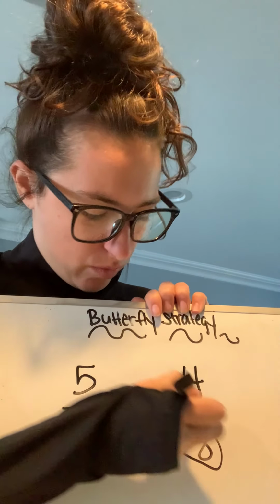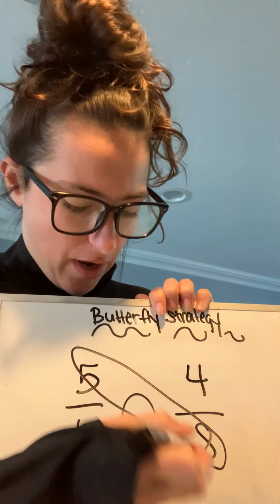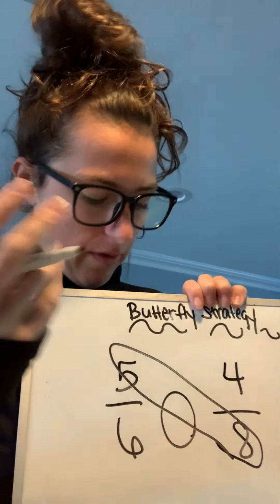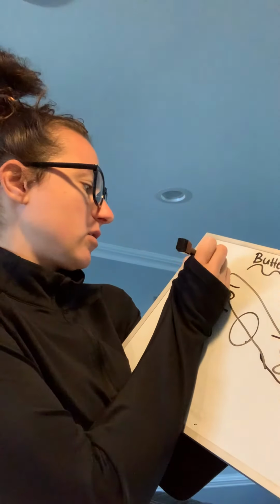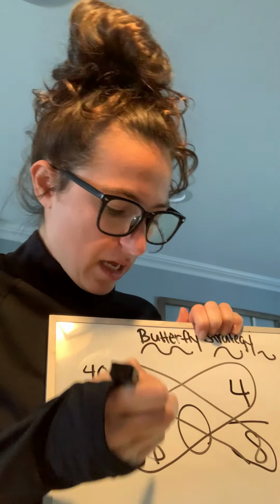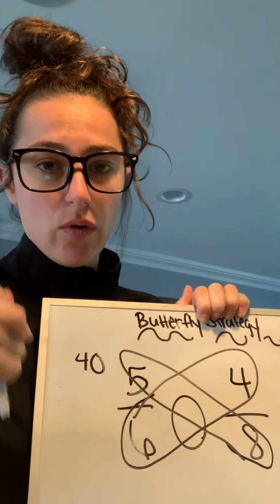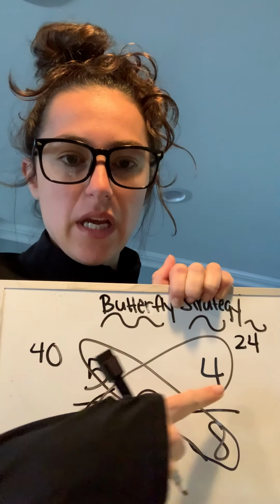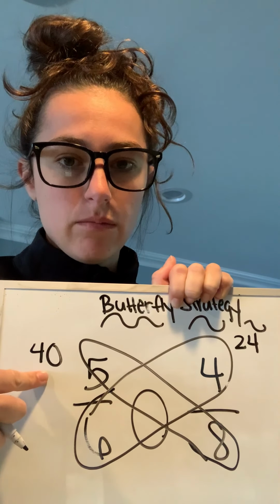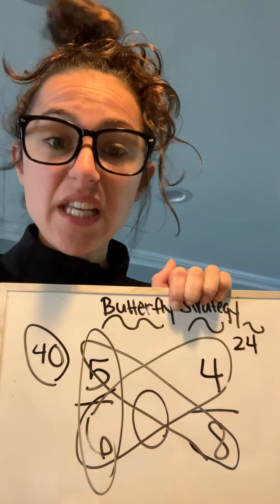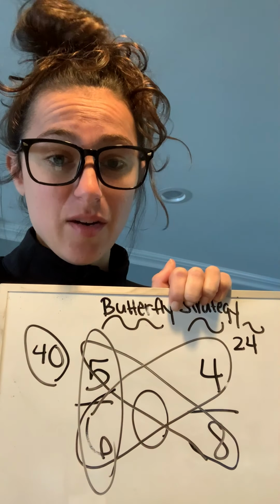So here's my first wing pair, and I'm going to do 5 times 8. 5, 10, 15, 20, 25, 30, 35, 40. Okay, so that's 40. Now my second wing pair, 6 times 4. I know that's 24, 6, 12, 18, 24. So now 40 and 24, what's greater? Well, 40 is greater, which means 5/6 is going to be the greater.